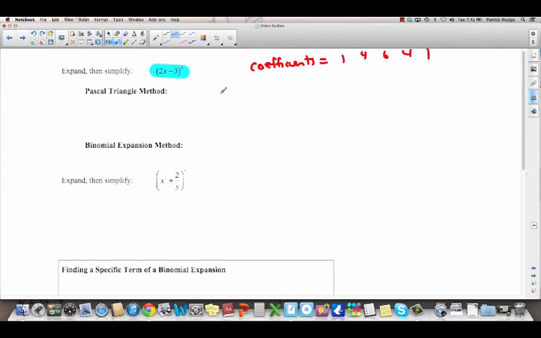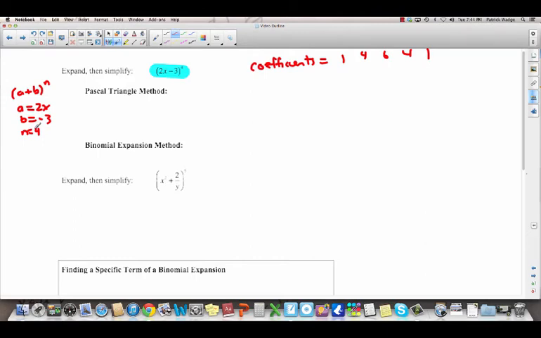Okay, so for the Pascal's triangle method, we have our coefficients. To do these expansions, it's of the form a plus b to the nth power. Well, what's a, if this is what we're trying to expand? A is 2x. What's b? B is negative 3. And what's n? N equals 4.